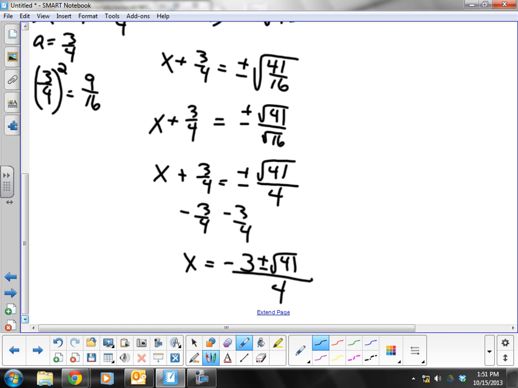Again, that's why I say, if you get to decide what method you use, I would never use completing the square on something that's got a coefficient in front of x squared. Completing the square is nice, and it actually is very quick, as long as the coefficient in front of the x squared term is 1.